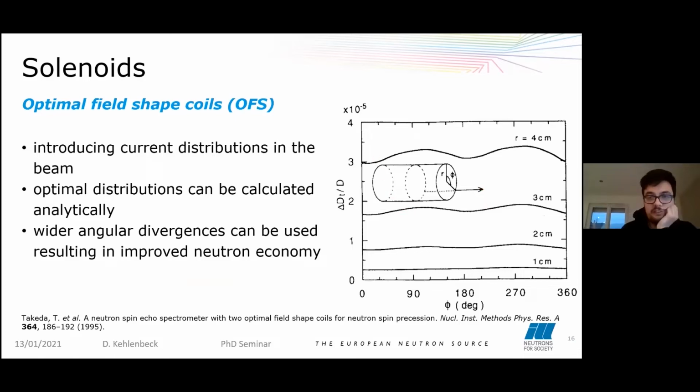Here in this figure, you can see the phi dependence of the relative inhomogeneity of the field integral, delta Φ over Φ, in an OFS precession coil caused by wide conductor wires. And you can see that the phi dependence of delta Φ over Φ is getting smaller with decreasing radius of the optimal field shape coils.